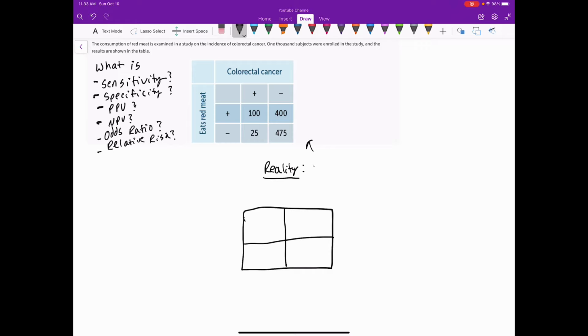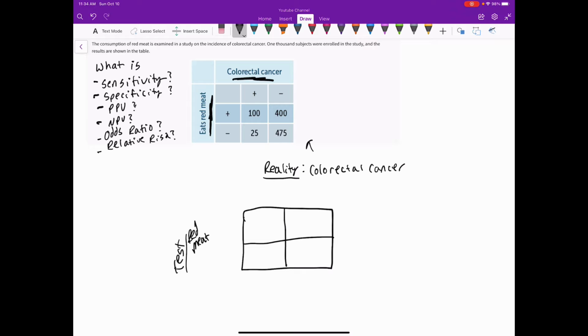Well, colorectal cancer, it's a real life thing, right? This is reality. And on the left side, you're going to write the test. So whatever the test is measuring. So what are they testing here? Well, they're testing if red meat causes colorectal cancer. So the test is red meat. And it doesn't have to be a test necessarily, but it's got to be a factor that they're looking for, like the change in the variable.